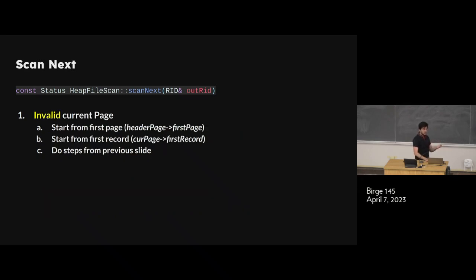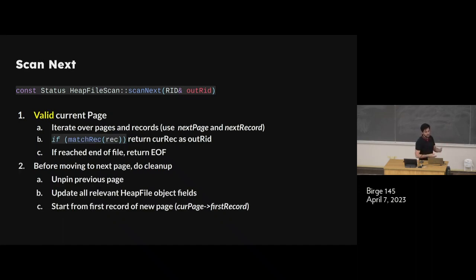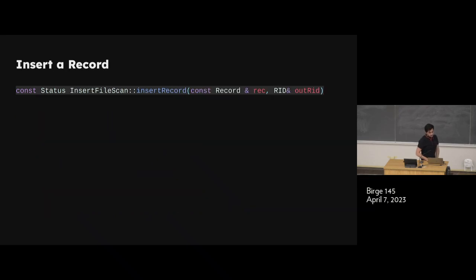Now, if your current page was invalid while you were scanning, in that case, just go to the very first page. The way you can do that is to call header page, first page to know the page number of the first page. Go to the first page, start from the first record of the first page, and do the same exact steps from the previous slide. That is, iterate over each record and each page, and keep doing that till you find it or not.